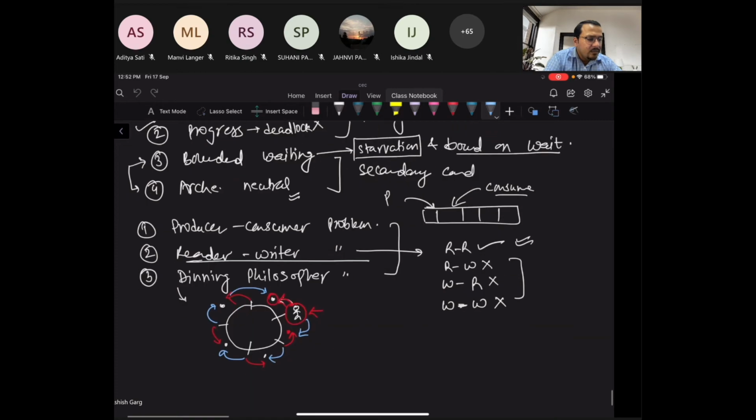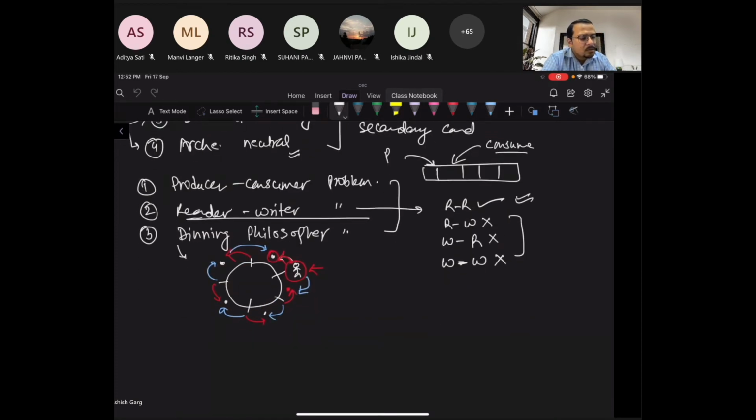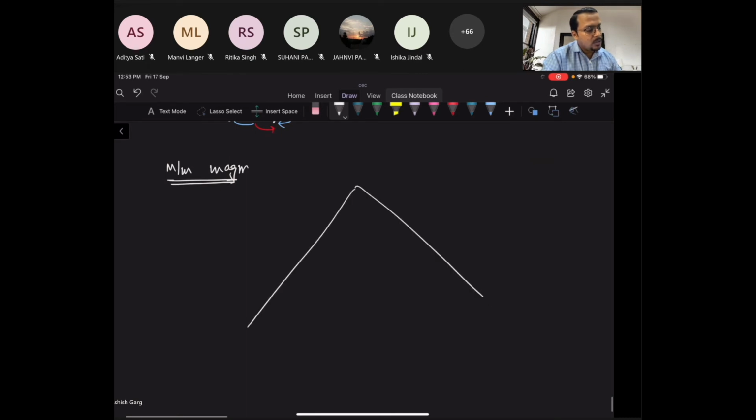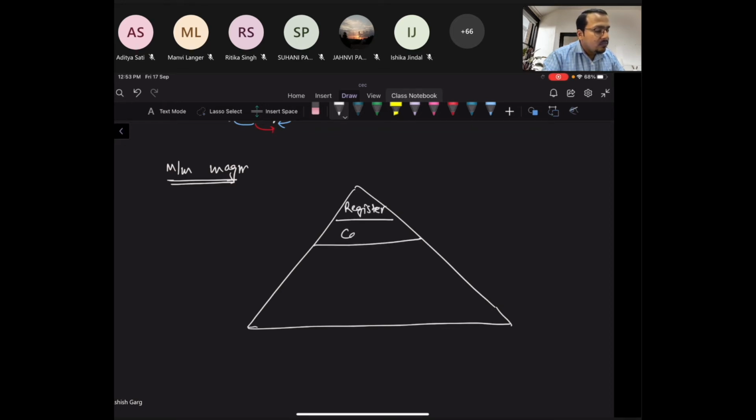So here we have finished our synchronization, and let's talk about some memory management topics. I do not have very much detail about memory management, but what I want to tell you is the simple structure of memory that you already know. We are just revising it. So register is the smallest memory, then we have cache, then we have RAM, and we may have magnetic disk, and we can have magnetic tapes.